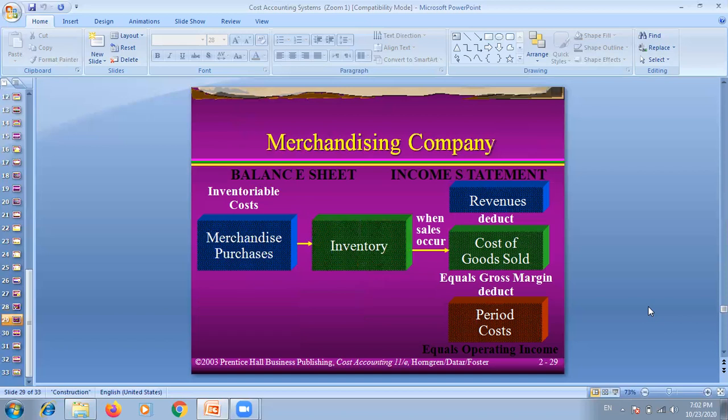Now, merchandising company. The balance sheet has merchandise purchase as inventory. So the inventoriable cost is merchandise purchased. I have no manufacturing. It is inventory in the balance sheet. When I sell it, it will be COGS in the income statement. Deducted from revenue, it gives gross margin, minus period cost gives operating income. So here I have just one inventory, the products in the form I purchased them, as inventory in the balance sheet. When I sell it, it will be COGS like the manufacturing companies. Regarding service companies, they have no inventory.